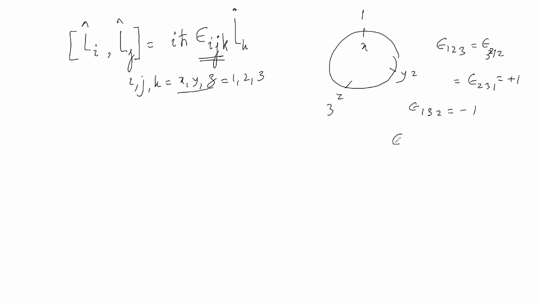But if you repeat the indices, 1, 1, 2 or 2, 2, 3 or epsilon 1, 3, 3, all of them for repeated indices will be equal to 0. Therefore, in short, you can write the Li Lj commutator as i h cross epsilon IJK Lk.